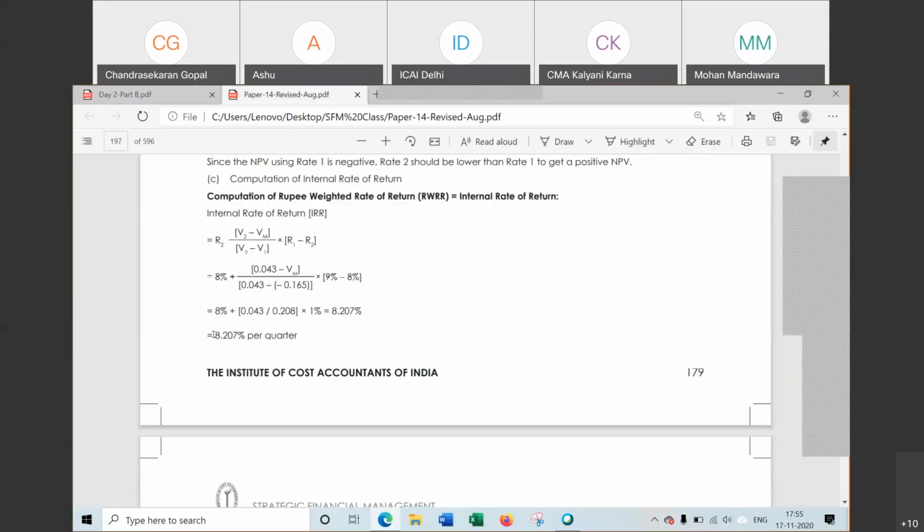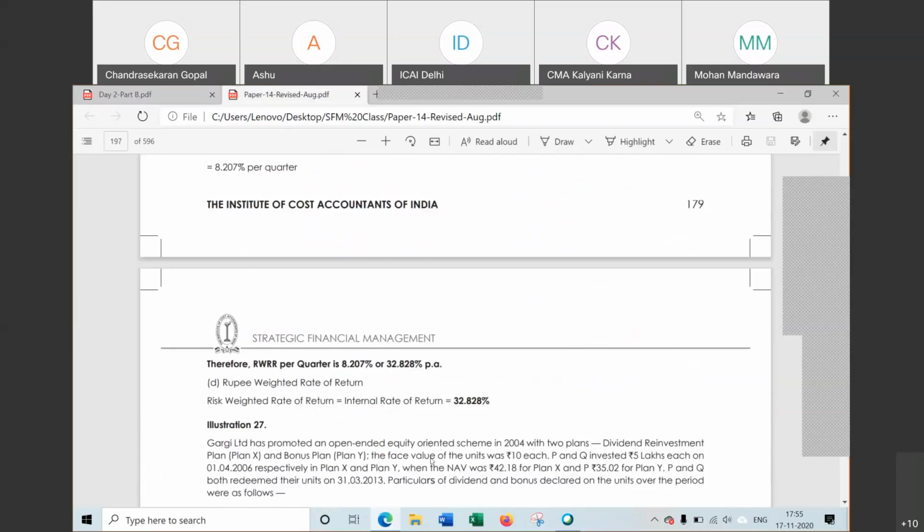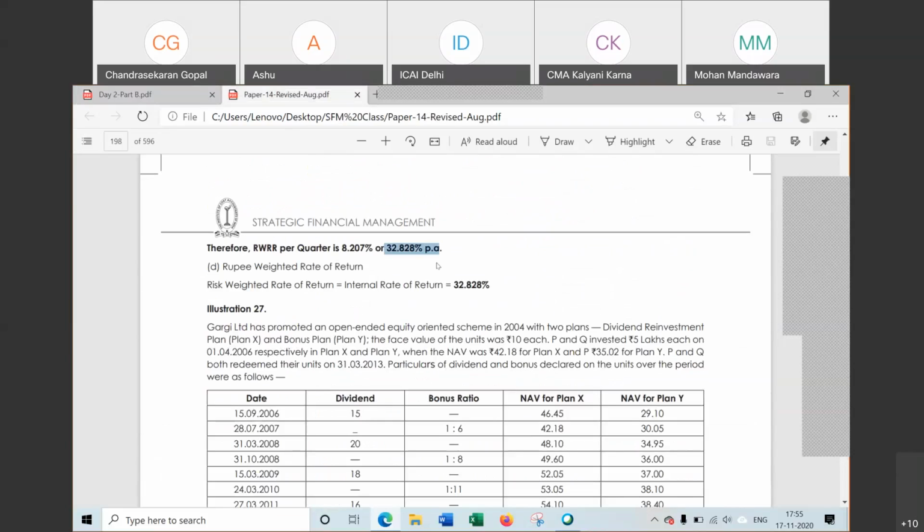In this case IRR is 8.207. This is per quarter. Multiply this by 4 to find it annually. Now the rupee weighted rate of return is this much per annum, the internal rate of return. So rupee weighted rate of return is internal rate of return.